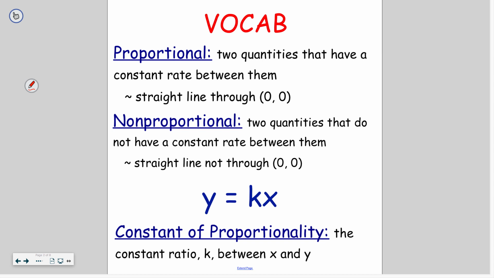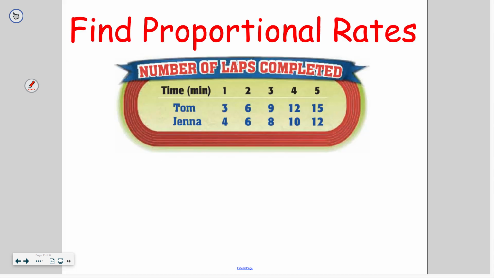The equation that we use for proportional relationships is y equals kx. So our y value is equal to some number times x. The constant of proportionality, this k piece, is that constant ratio, or that constant rate from the definition, between the x and the y. We'll go over how to find that momentarily.